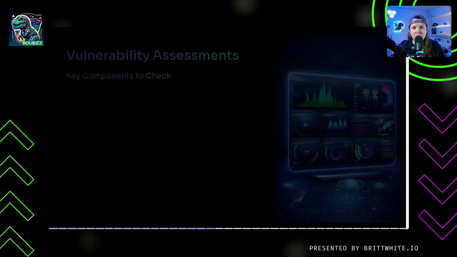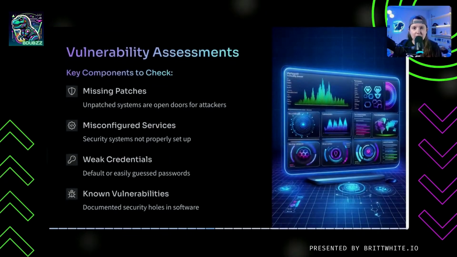Let's talk more about vulnerability assessments. These are important security checks that we need to perform regularly to find weaknesses in our systems. Think of them like getting an X-ray at the doctor's office. Just as an X-ray reveals potential health issues, these assessments show us whether our systems might be vulnerable. We use specialized tools like Nessus or OpenVAS to run quick but thorough scans against databases of known vulnerabilities, called a CVE database. So what exactly are we looking for during these assessments?